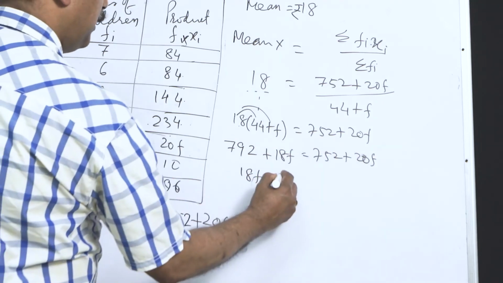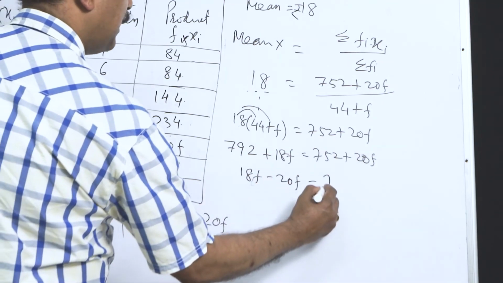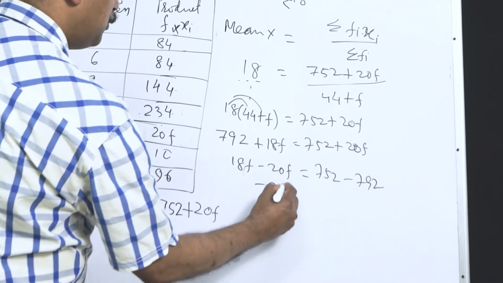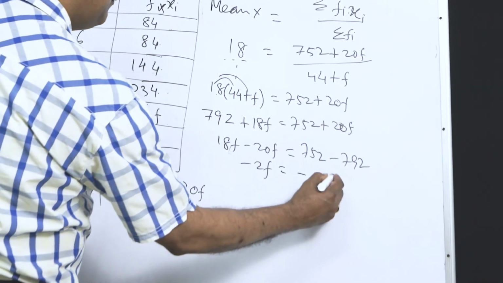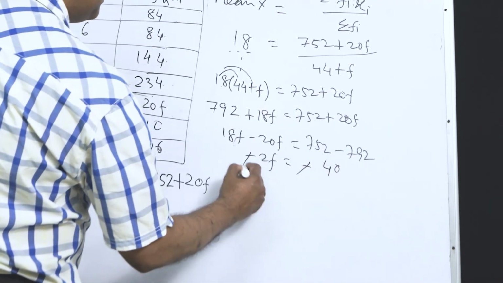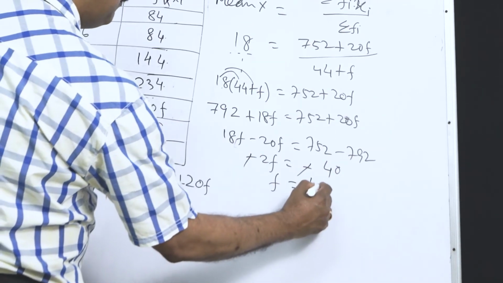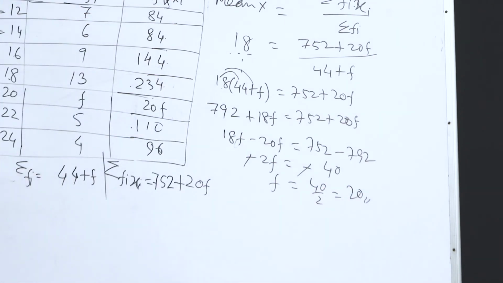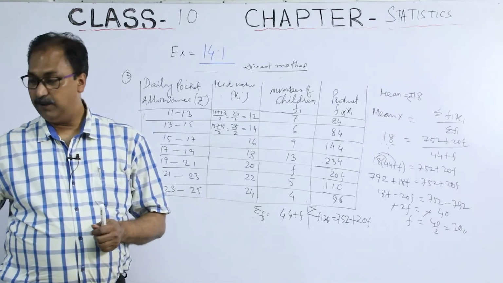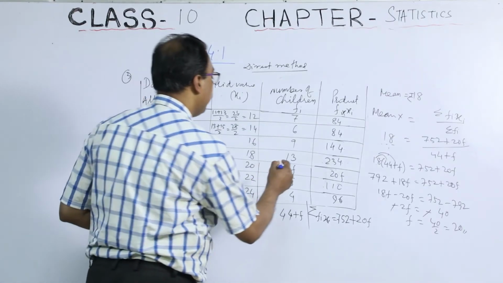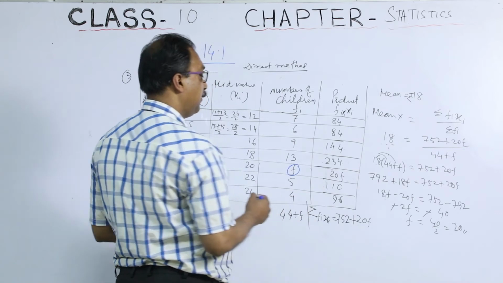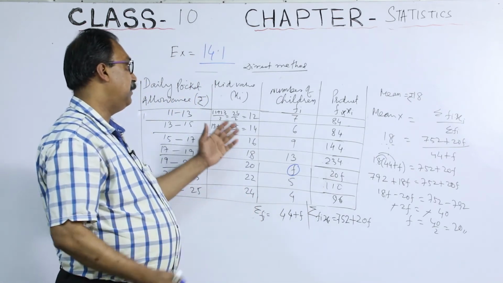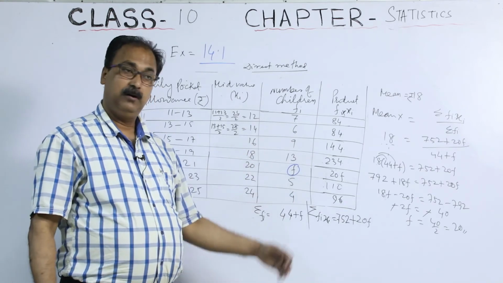Then bring this side: minus 20F equals 752 minus 792. This will be minus 2F equals how much? Minus 40. The minus signs cancel. So F equals 40 by 2, which becomes 20. So this is the answer of the missing frequency. They are asking for the missing frequency, and we got the answer here, F. In that way, when you are given a missing frequency, you can follow the direct method.